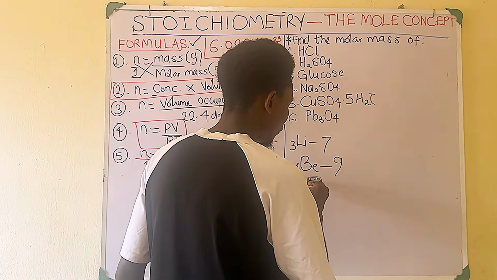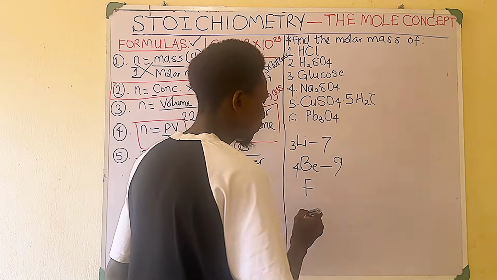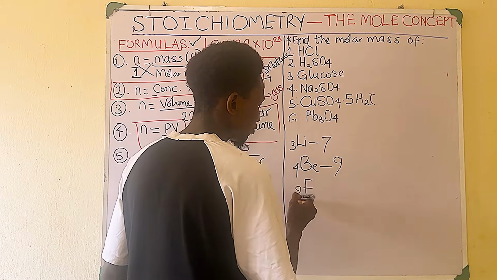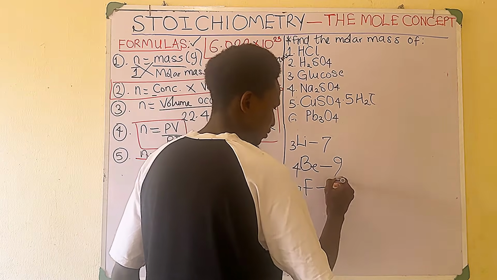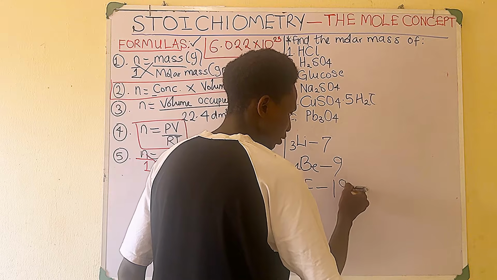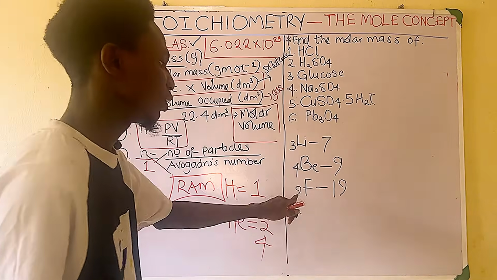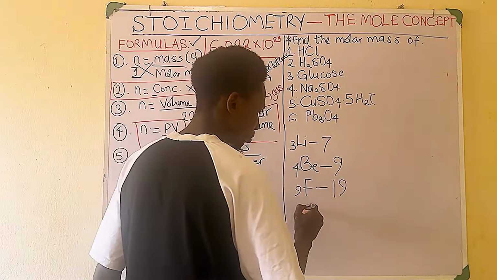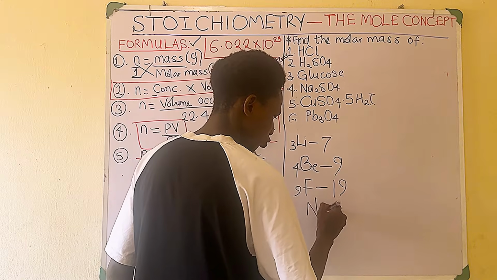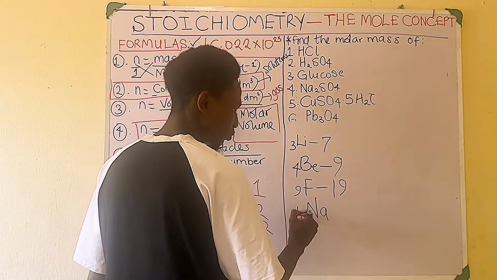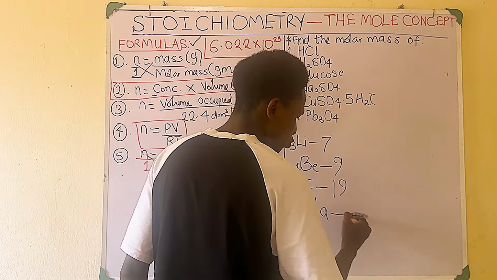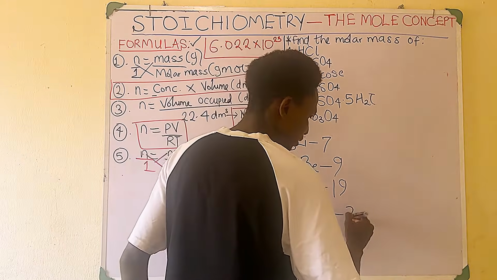Now, next one we have is fluorine. Fluorine is the 9th element of the periodic table. But instead of having 9 times 2, 18, it now has 19. So you can see that these guys, they have +1. Lithium, beryllium, fluorine. Then we have what we call sodium. Sodium is the 11th element of the periodic table. Instead of having 22, it has 23. Are you seeing a pattern?